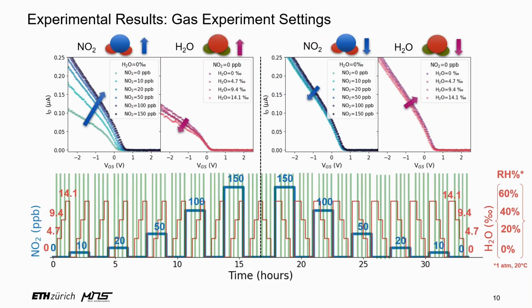So you can see that in general, this experiment is particularly challenging because we have NO2 increasing but also decreasing, and also because we have humidity as interferent.